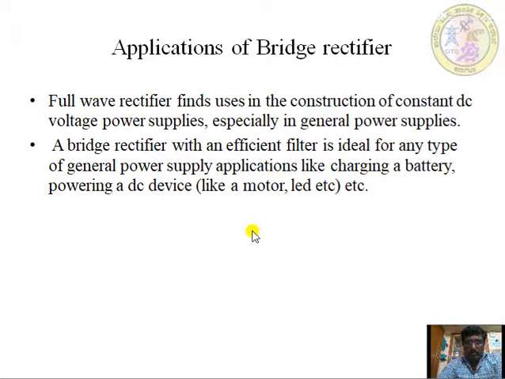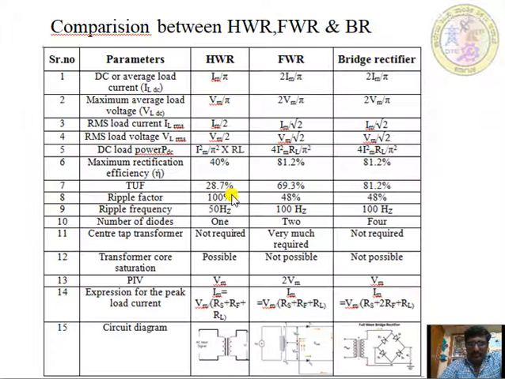Now the applications of the bridge rectifier, where this bridge rectifier has been applied. A full wave rectifier finds use in the construction of constant DC voltage power supplies, especially general power supplies. The full wave rectifiers are used in the power supplies. A bridge rectifier with an efficient filter is ideal for any type of general power supply application like charging a battery, powering a device like a motor, LED, etc. In any of the power supplies, your battery chargers will also be using a bridge rectifier.